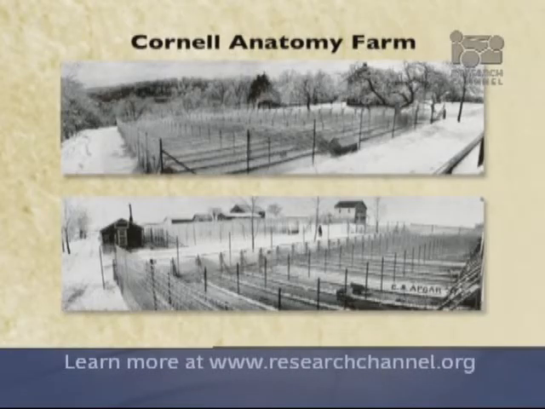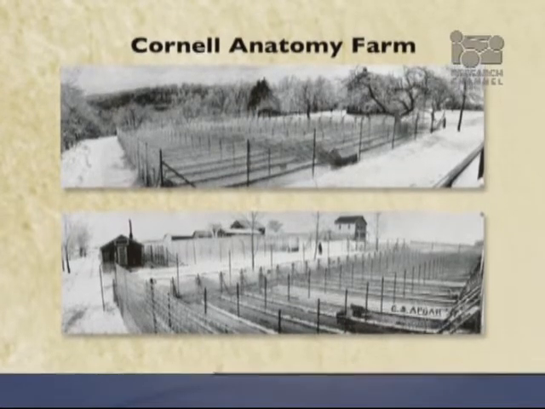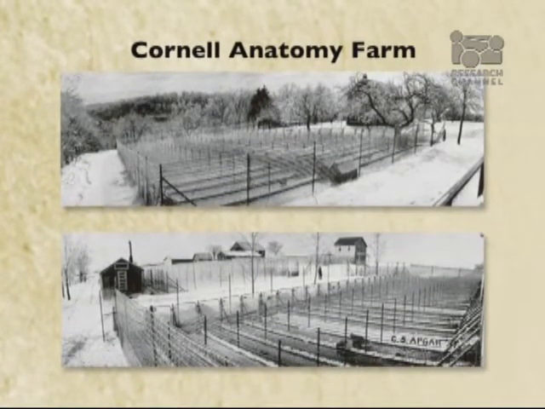Stockard got a big grant from the Rockefeller Foundation and used it to buy a farm in upstate New York. So he called this the Cornell Anatomy Farm, and for about a dozen years he got in all sorts of different dog breeds and carried out interesting crosses to try to look at the genetic basis of form and behavior in dogs. So let's look at some of these crosses.